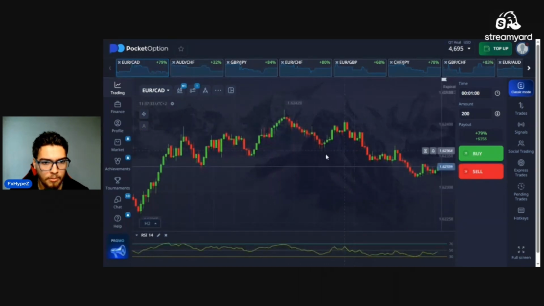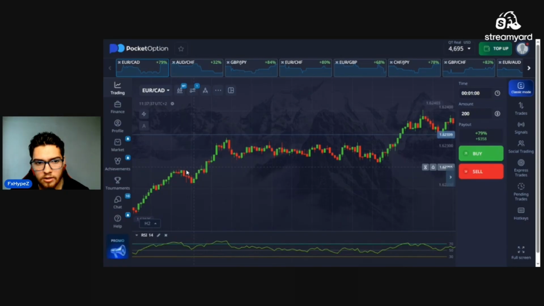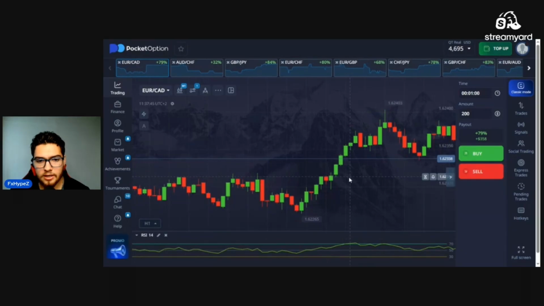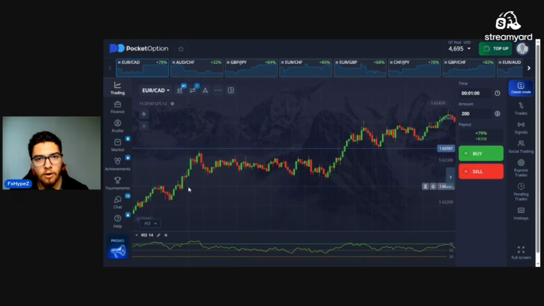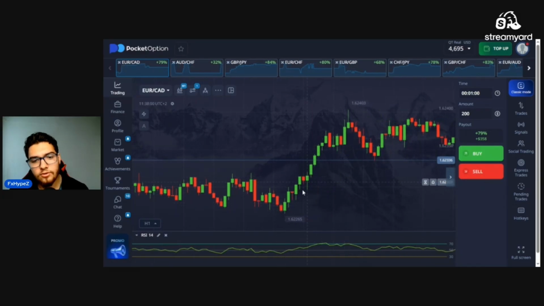Okay, so if we scroll back, as we can see, EURCAD is in an uptrend. Price is forming higher highs and higher lows. So if we zoom in here, following that bullish momentum, price is forming higher highs and higher lows, and so is the RSI. Yes, there was a bit of consolidation here, but with this swing of momentum we have right here, price is going up, and so is the RSI.